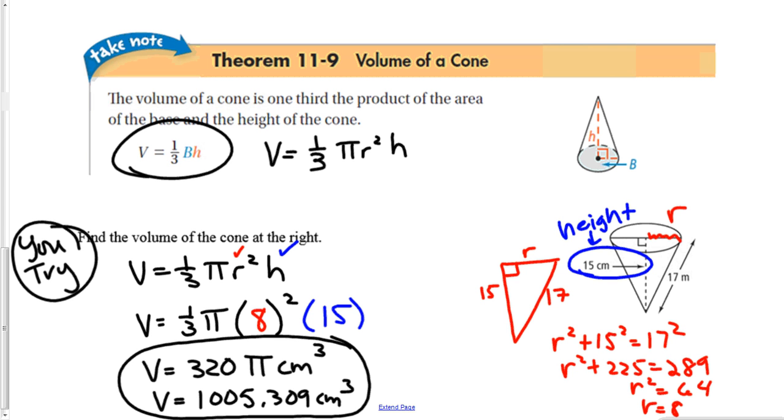My answer for volume is 320 pi centimeters cubed. You could also have written 1005.309 centimeters cubed. Pause the video here if you have questions or need to make corrections.